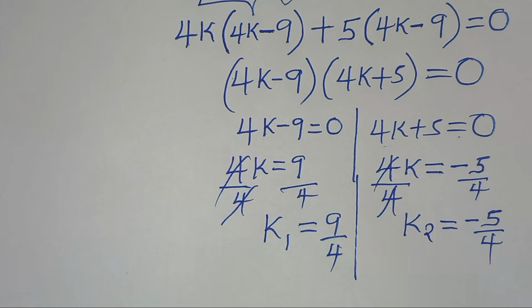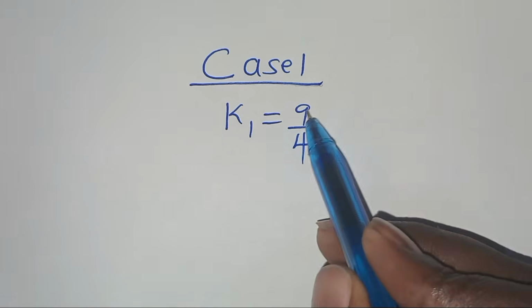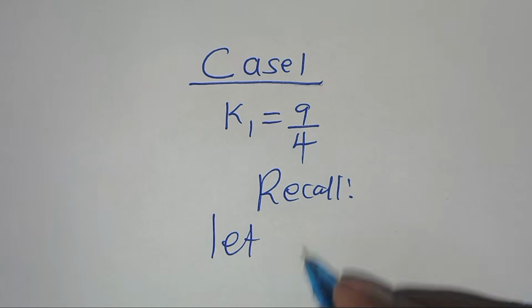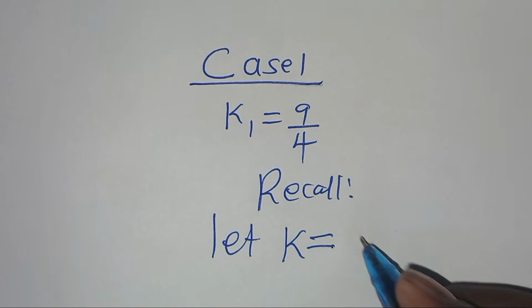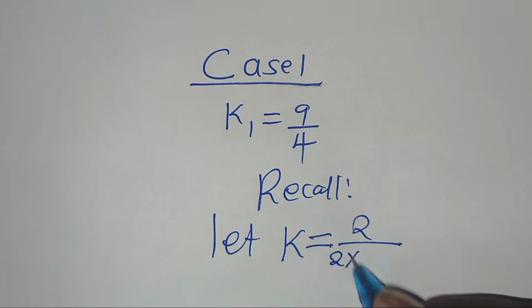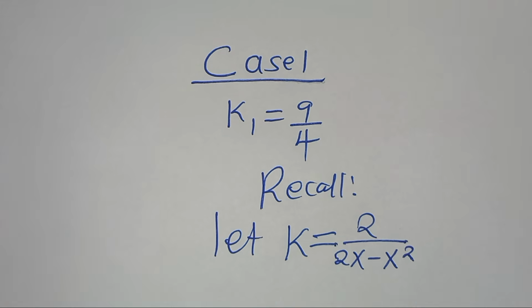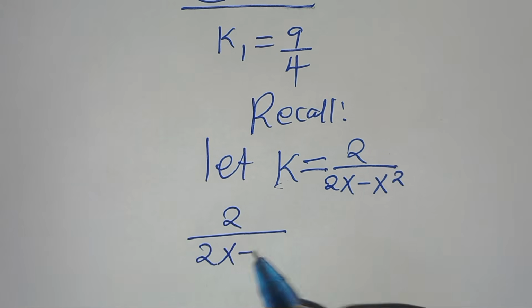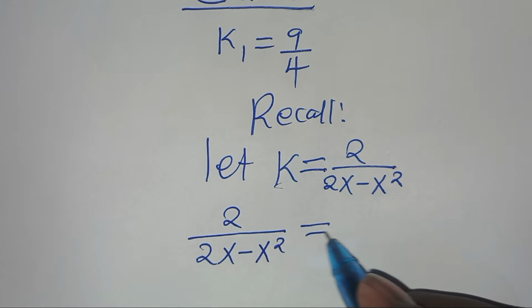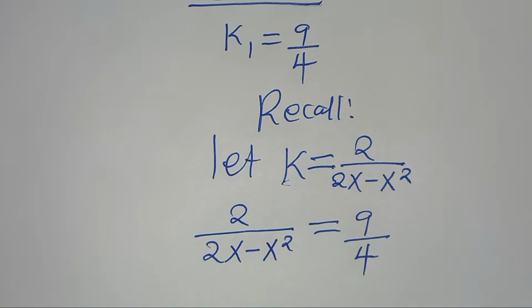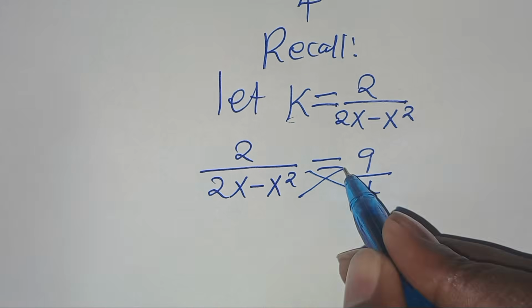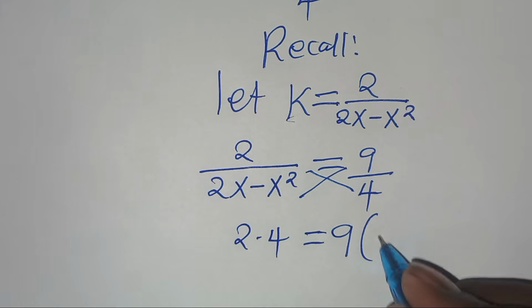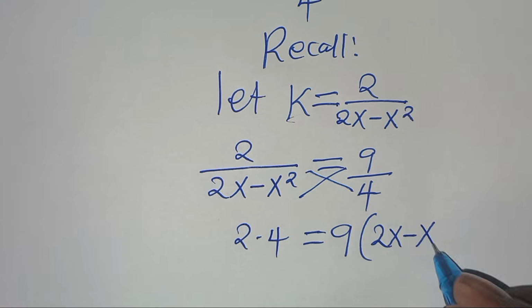So this is case 1 and this is case 2. Let's start with case 1. In case 1 we have k1 is 9 over 4. If you recall, we said that we let k be equal to 2 over 2x minus x to the power of 2. So let's substitute k, so that we have 2 over 2x minus x to the power of 2 equal to 9 over 4. The next step is to cross multiply, so that we have 2 multiplied by 4 equal to 9 multiplied by 2x minus x to the power of 2.